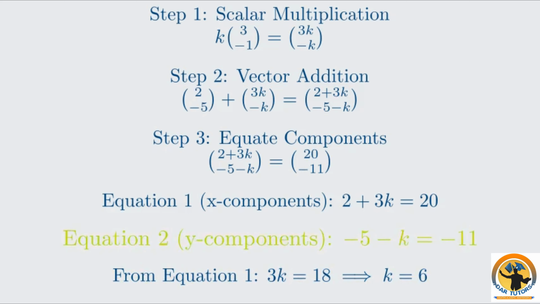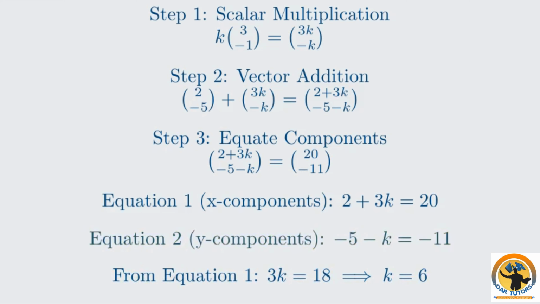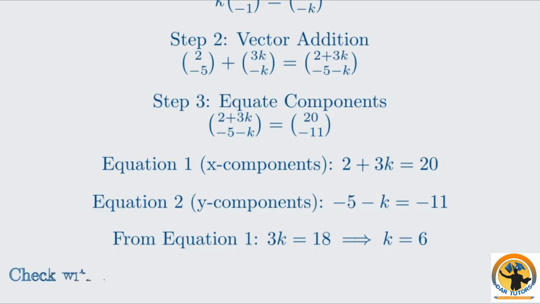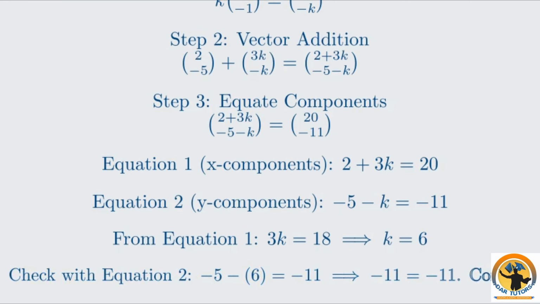It's good practice to check this with the second equation to ensure consistency. Substituting k equals 6 into the second equation, we get -5 minus 6 equals -11, which is true. So our value of k is correct.